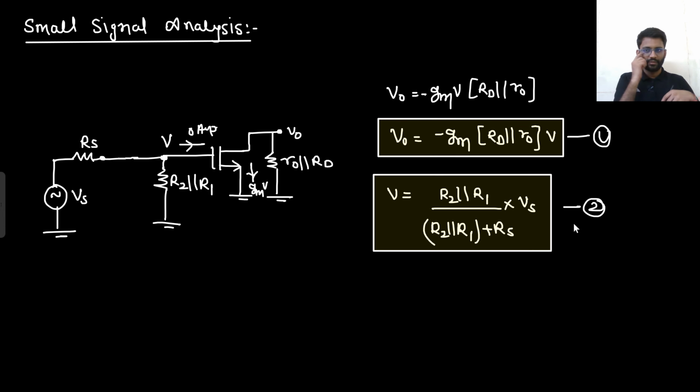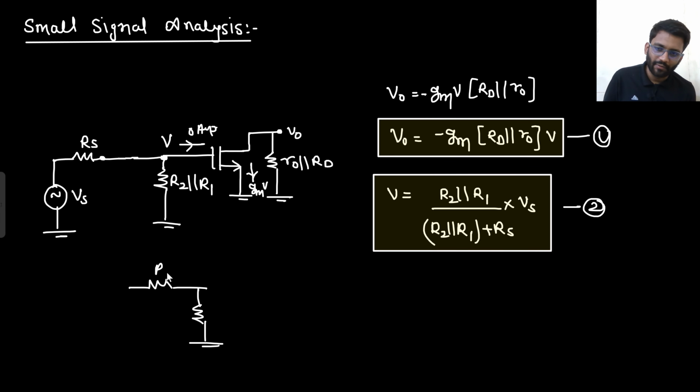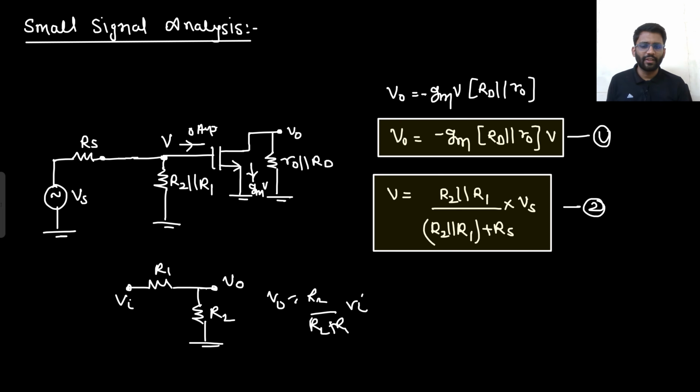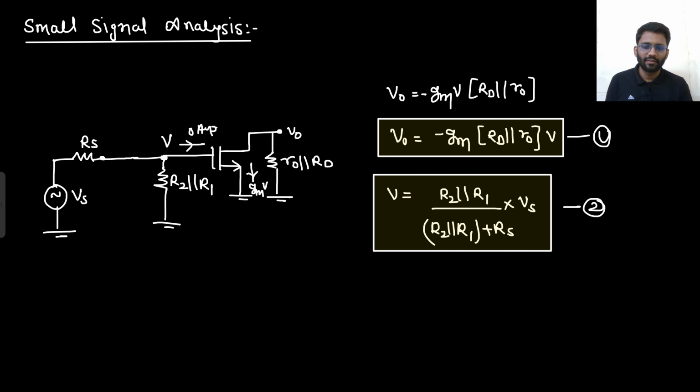Did you understand this or not? This is having RS, this is R2 parallel R1. Basically this is the same. R1, R2, V in. This potential. What is your V naught? R2 upon R2 plus R1 into V in, right? So this is what we are doing here. The same thing. The input current is 0, so you can simply say that the same current will be flowing here. Whatever the current is flowing through RS, the same current will be flowing through R2 parallel R1. So your V potential will be R2 parallel R1 upon R2 parallel R1 plus RS into Vs. So that will be your V potential, right?